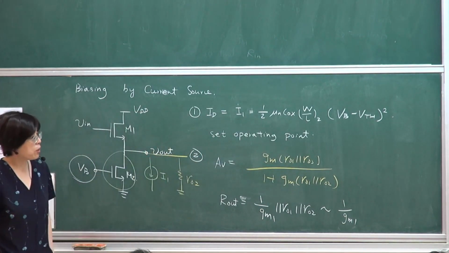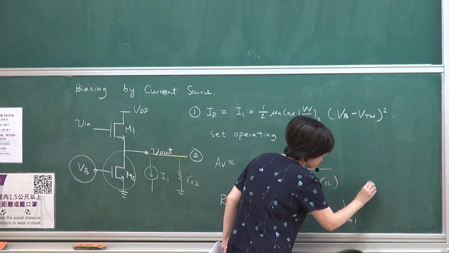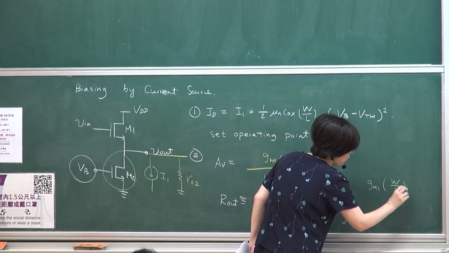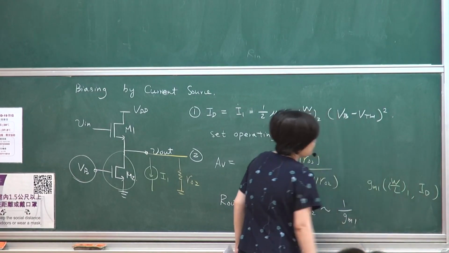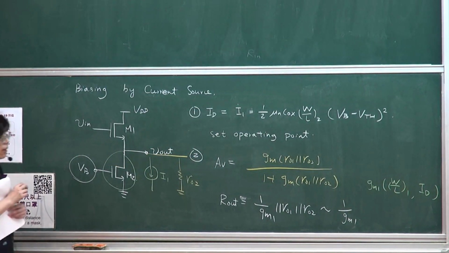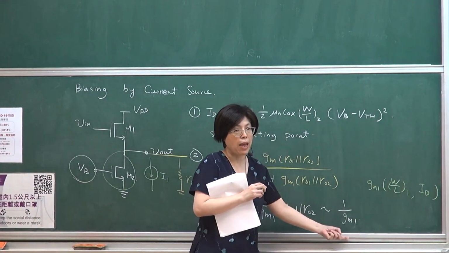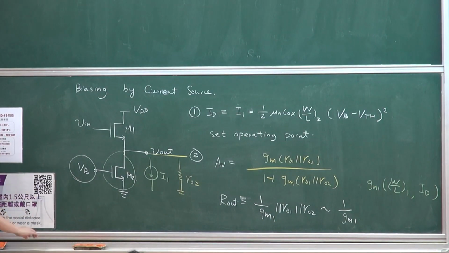And how do you determine 1/GM1? So how do you design GM1? It is determined by W/L1 and ID. You can use these two parameters to set it to a particular level that will meet your spec. Okay?